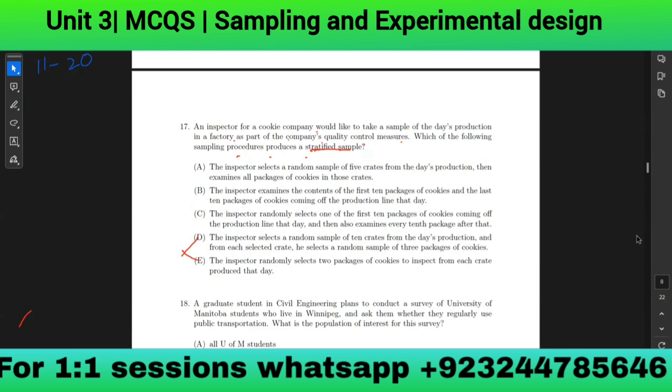So you selected D and E. Let's read the two. The inspector selects a random sample of 10 crates from the day's production, and from each selected crate, he selects a random sample of the packages of cookies. The inspector randomly selects 2 packages of cookies to inspect from each crate produced that day. Yes, E will be the correct answer. He has to randomly select 2 packages from each crate. From each group, they will select randomly. This is the stratified sample: there will be grouping, but you are going to select from each group.